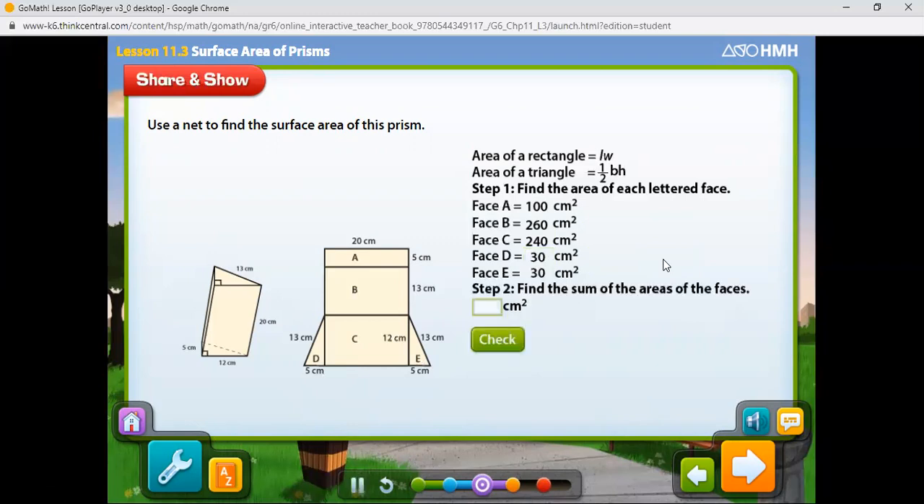Now, find the sum of the areas of the faces. So all we have to do is add up all of them. So let's add it together. 100 plus 260 plus 240 is going to give you 600, and then 30, 30, 660 square centimeters. Well done. The correct answer is 660 square centimeters. The surface area of the prism is 660 square centimeters.